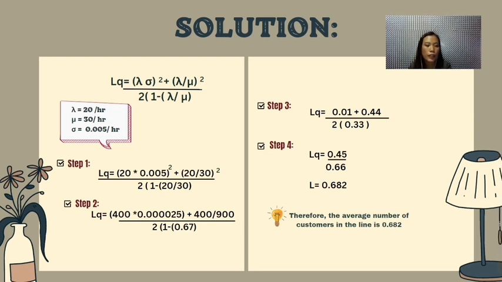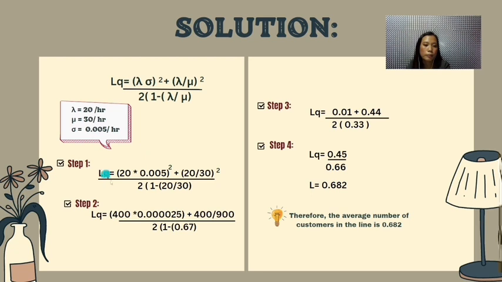So, step 1, syempre, distribute muna yung mga variables na nahanap natin dun sa formula. So, Lq is equals to lambda, which is 20, times the variance, which is 0.005 per hour, squared, plus lambda, again, which is 20, and then the mu, which is 30, squared, over 2 times 1 minus lambda, which is 20, over mu, which is 30.